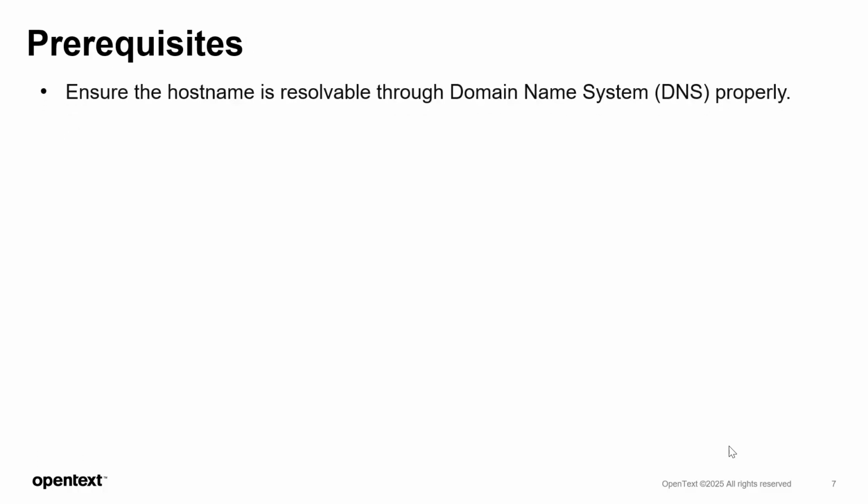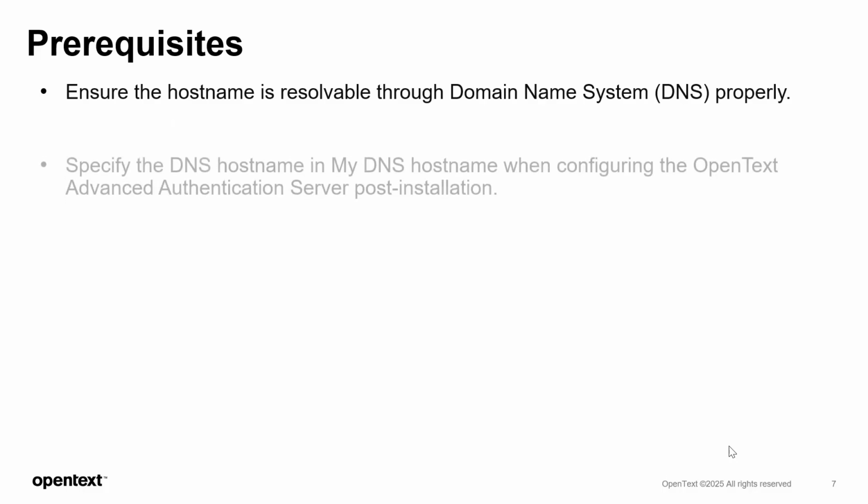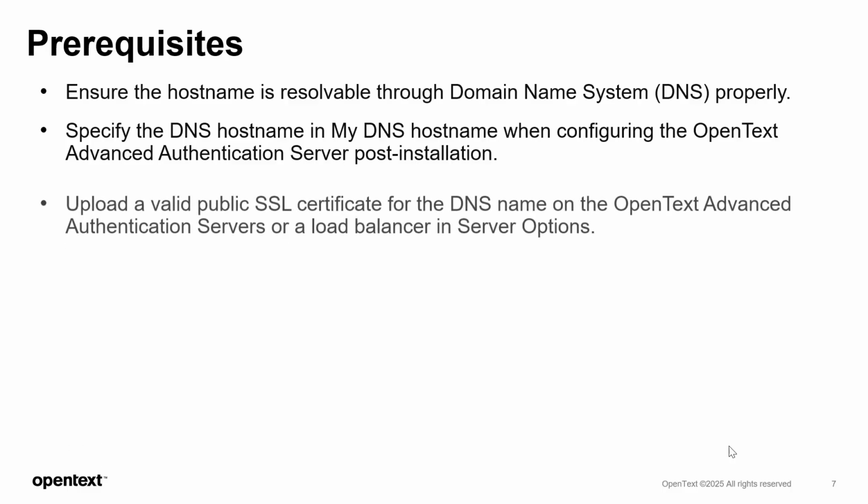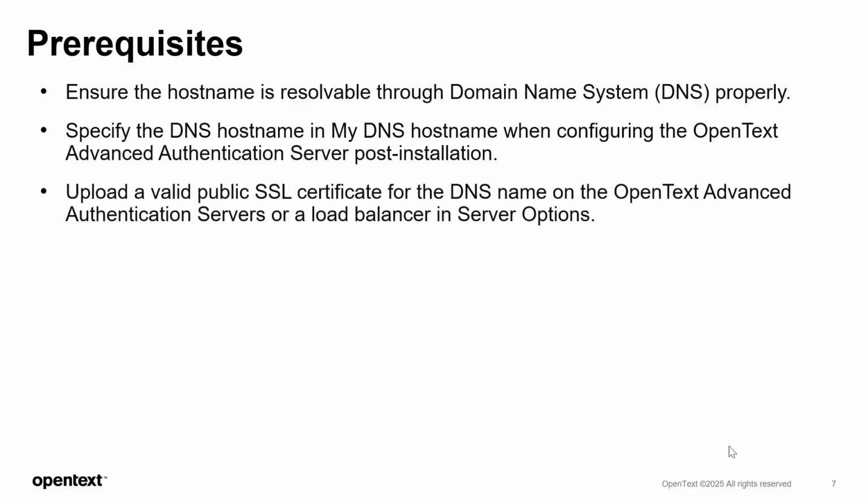You will need the following prerequisites before starting. Ensure the hostname is resolvable through DNS properly. Specify the DNS hostname in My DNS hostname when you configure the OpenText Advanced Authentication server post-installation. Upload a valid SSL certificate for the DNS name on the OpenText Advanced Authentication server or load balancer in server options.